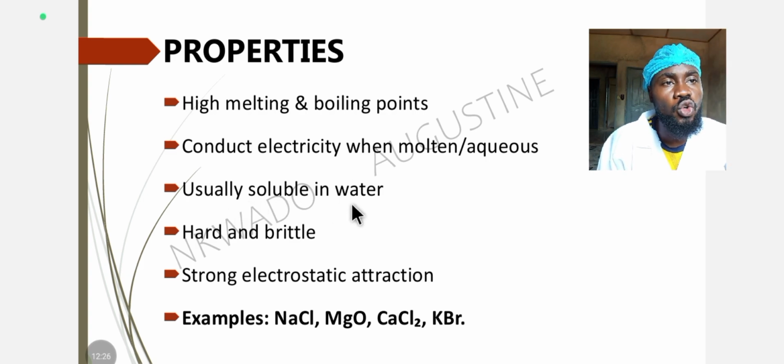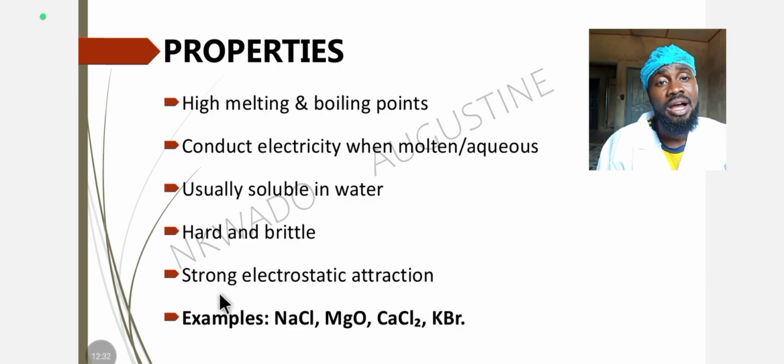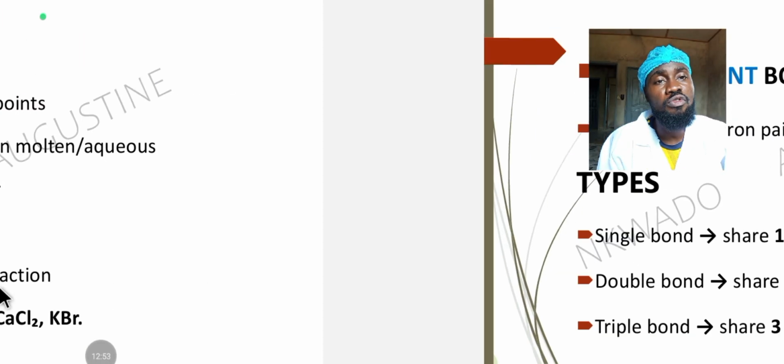They are usually soluble in water. They are hard and brittle, like I said before, and they have strong electrostatic attraction. Examples include sodium chloride, magnesium oxide, calcium chloride, potassium bromide, and so forth. We have numerous ionic compounds. So let's look at covalent bond.